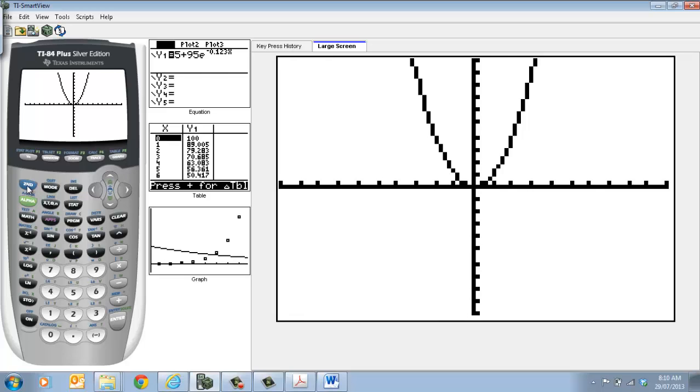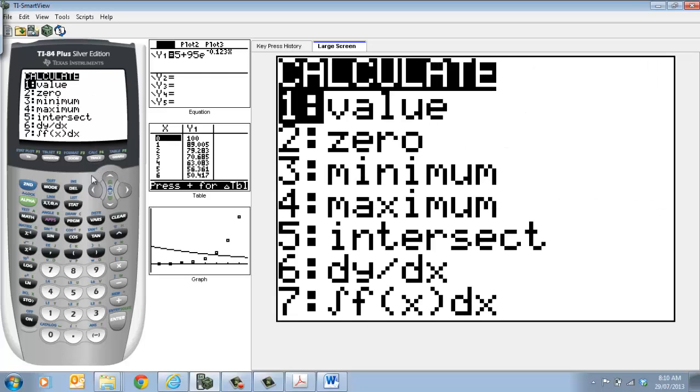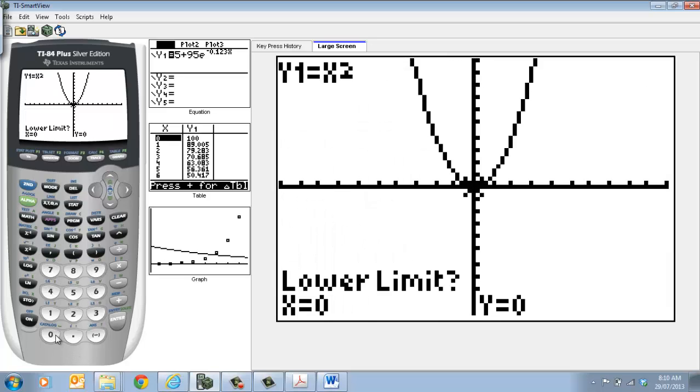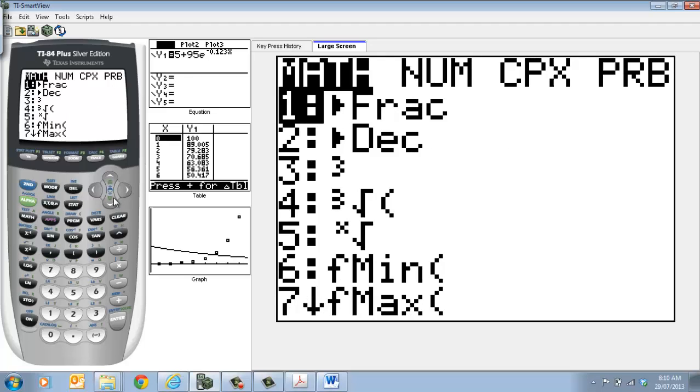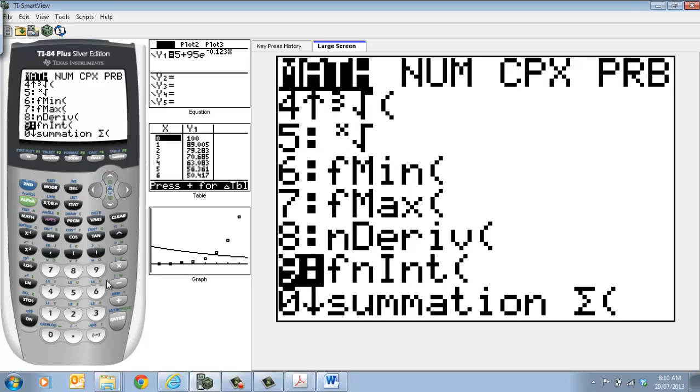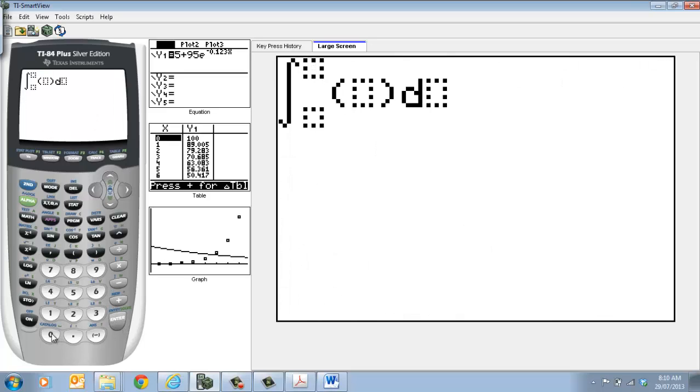Now there's two ways of working out this area just to check that that's correct. I can come down to number 7. If I go to 7, my lower limit is in fact 0 and my upper limit is going to be 3. That works it out and gives me an area of 9, which confirms what we're doing. The alternative way of doing that is to go to your math button, coming down to the fnInt. So fnInt, I'm going from 0 to 3, and my function is x squared.